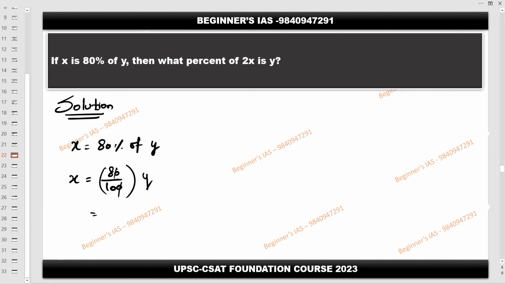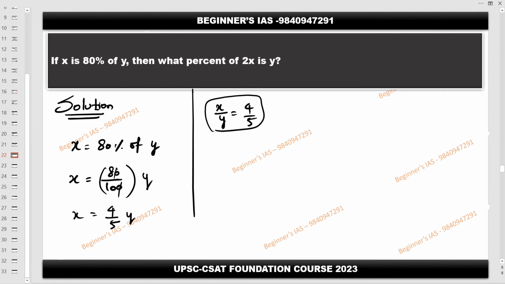Fine. Without the conversion also you have done. 80% is nothing but 4 by 5. Yes, sir. If you know the conversion, it's simple. So now listen. X by Y is equal to 4 by 5. After this, move on to the question. Then what percentage of 2x is equal to Y? You need to find out the a here. So a by 100 into 2x is equal to y. We need to find out the a.